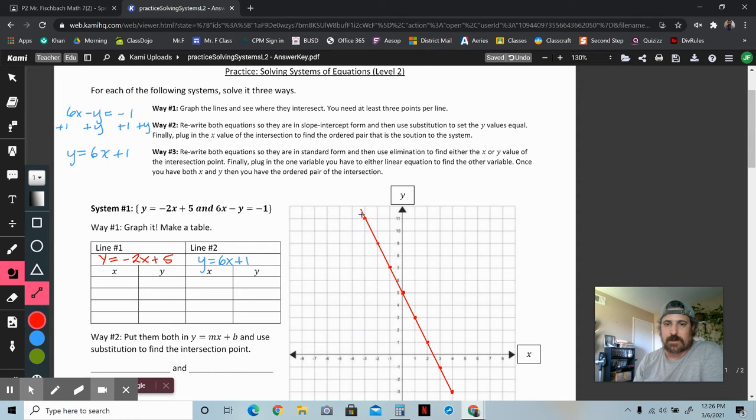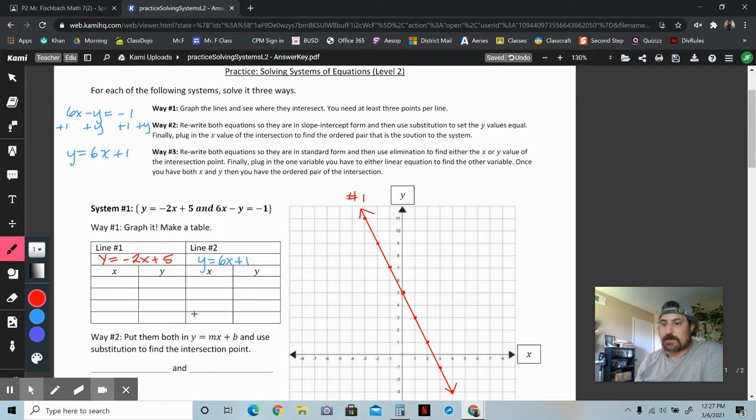And make sure you extend beyond the points, and you put arrows on either end because it goes forever in both directions. Okay, so there you go. There's line number 1. All right, great. We did line number 1. Now let's do line number 2.